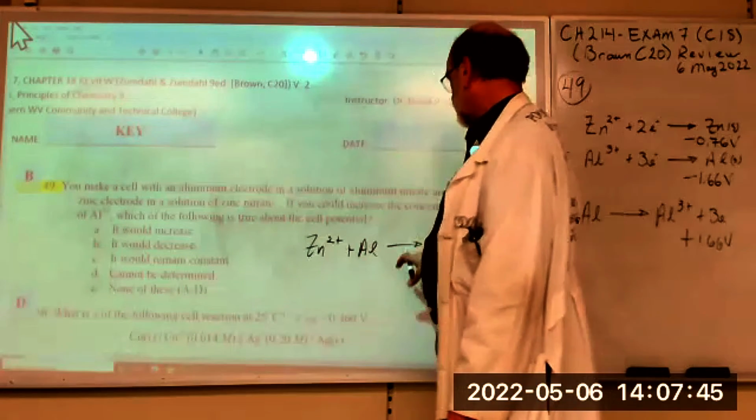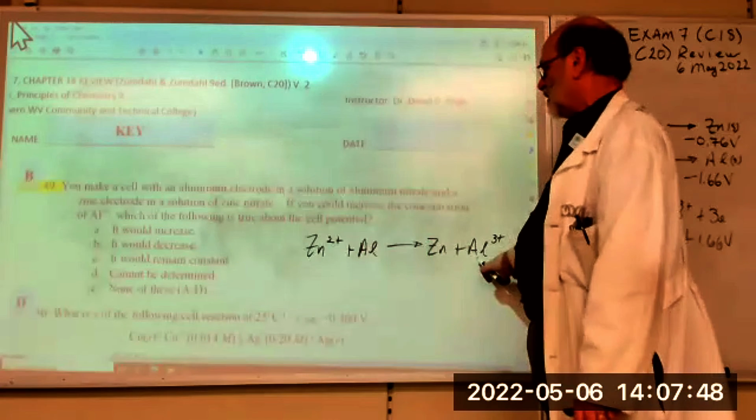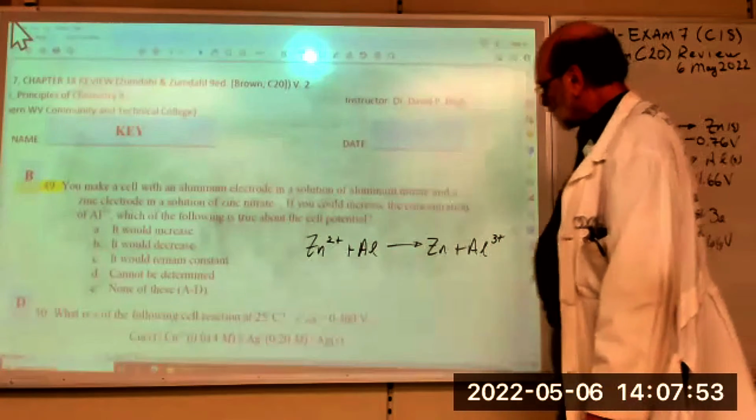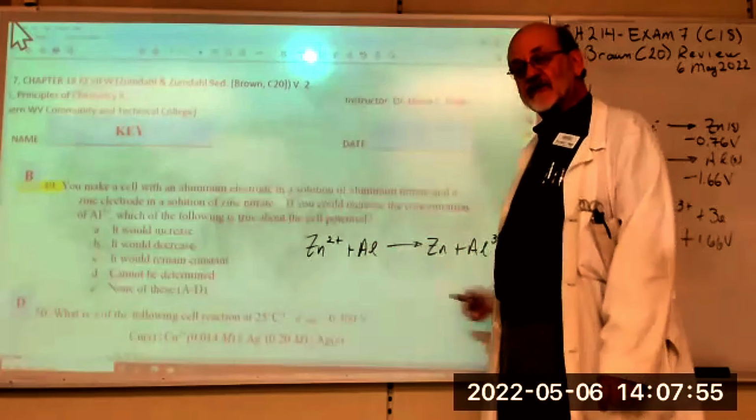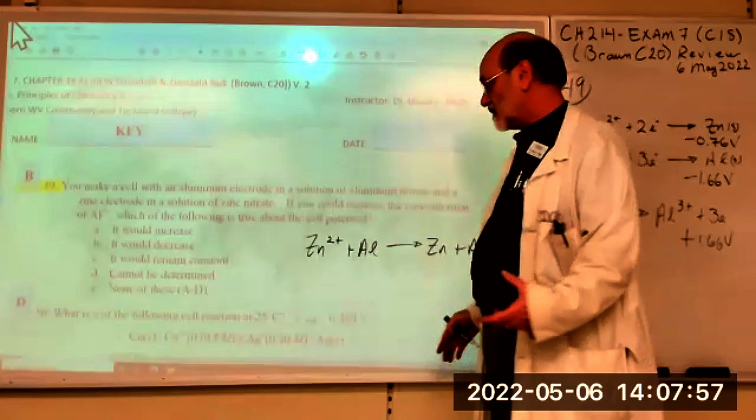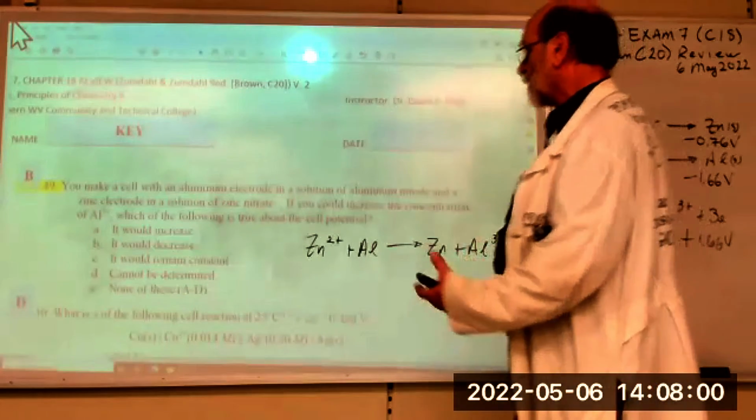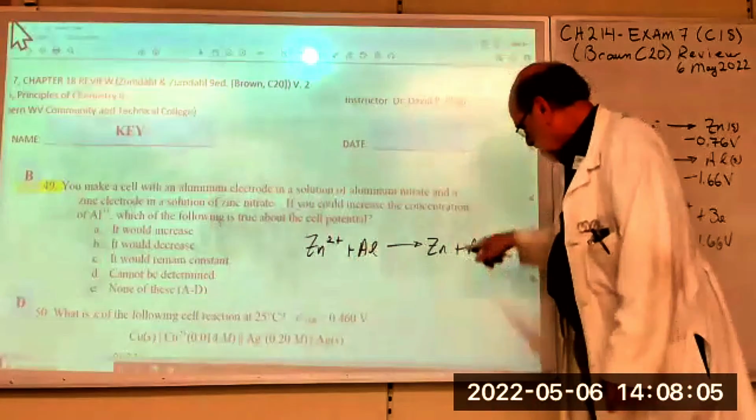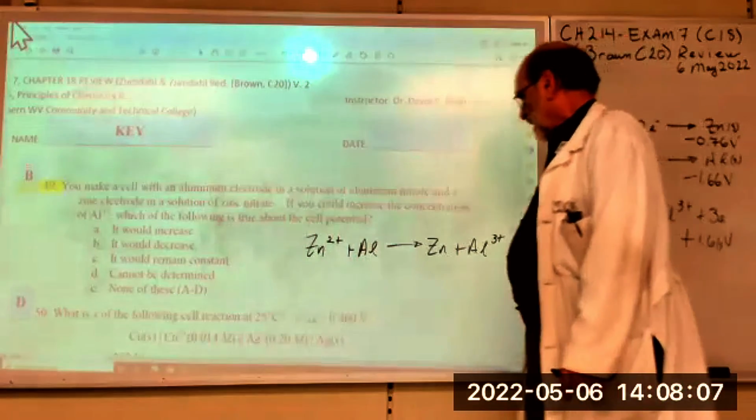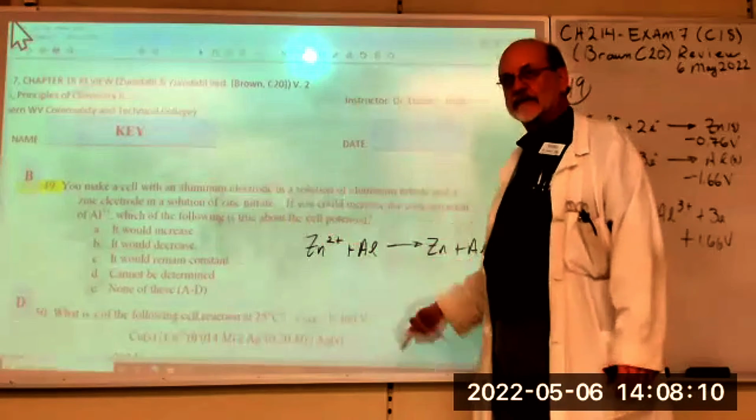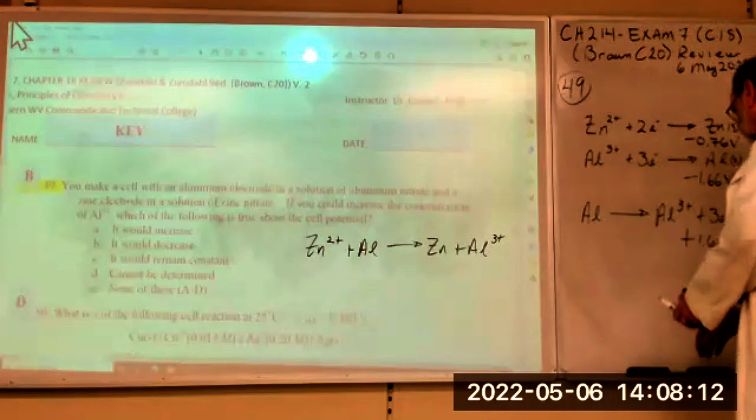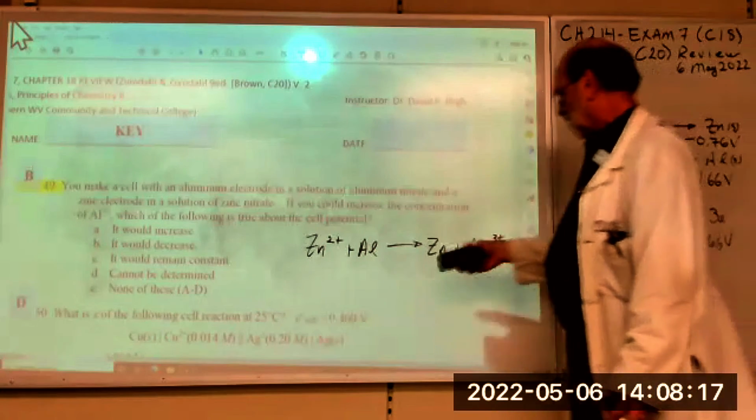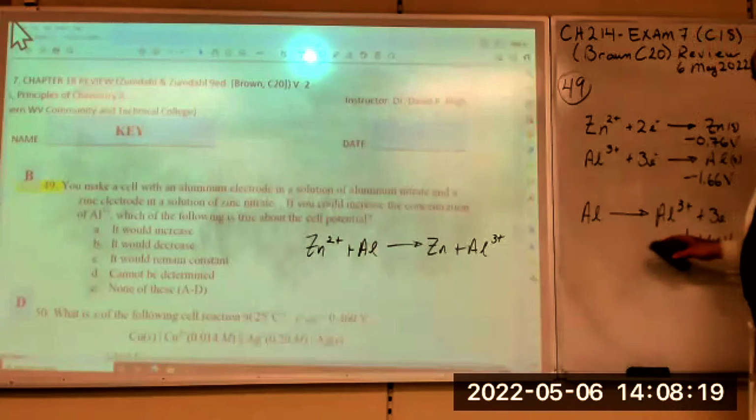If you could increase the concentration of aluminum, which of the following is true about the cell potential? If you increase the aluminum, you're going to try to drive it in the non-spontaneous direction, which should decrease the voltage. Cell potential would decrease because you're adding product and it's driving the reaction back that way. So the key to this one is finding out which one's the anode, which one's the cathode.